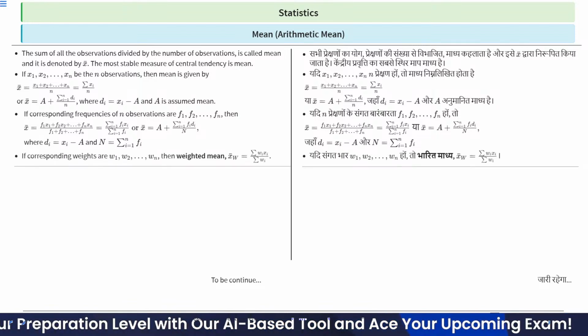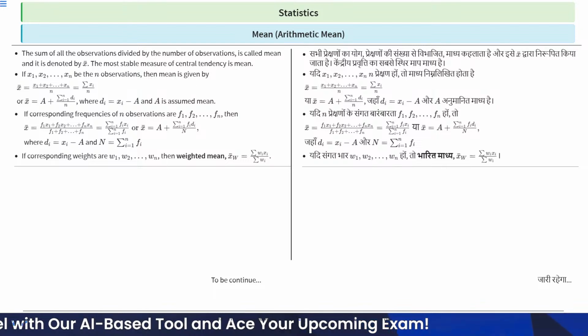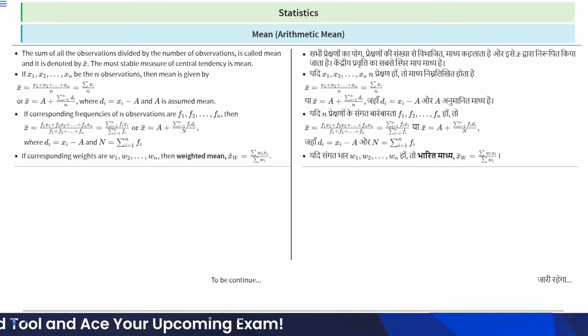If corresponding weights are w1, w2, w3 till wn, then the weighted mean x bar w is basically summation of wi xi upon summation of wi, right? It is called weighted mean. Got it?